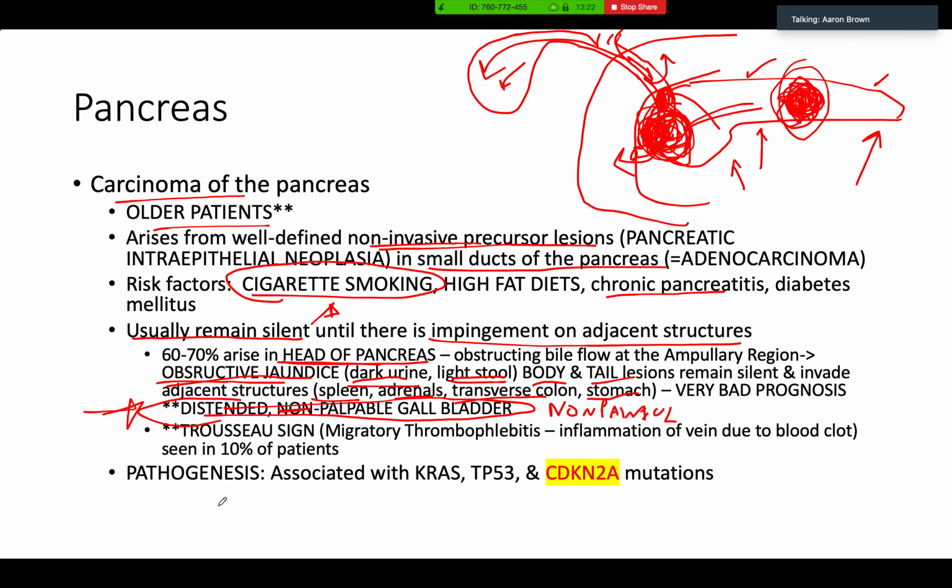Another thing you can think about as a paraneoplastic syndrome is Trousseau's sign. Trousseau's sign is a migratory thrombophlebitis. Let's break that word down. Migratory means it's going to move throughout different parts of the body. One day it's going to be in the arm, next day it's going to be in the leg, next day it's going to be in the kidneys. And thrombophlebitis just means thrombus formation in the veins. Thrombi in the veins. So Trousseau's sign is thrombi in the veins that go to different parts of the body.